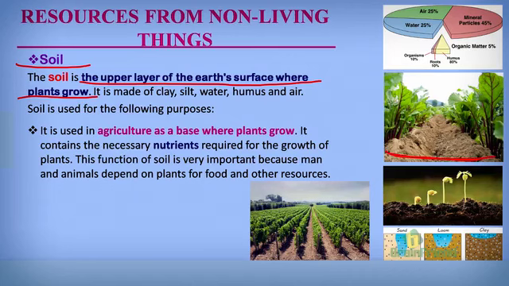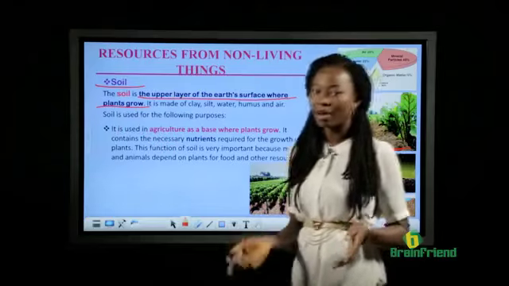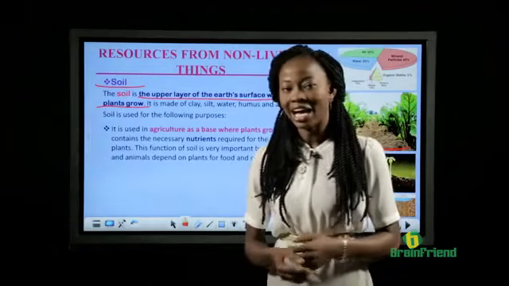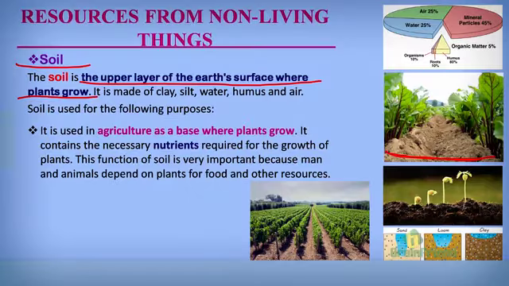Soil is made up of different substances. We have mineral matter, and we have organic matter. It also contains water and air. Mineral matters include clay, silt, and sand. Organic matters include humus and the other nutrients that are present in the soil. Then we have water and air as part of the soil. All of these different components of soil help to aid the growth of crops. They help to aid life forms that are present in the soil.